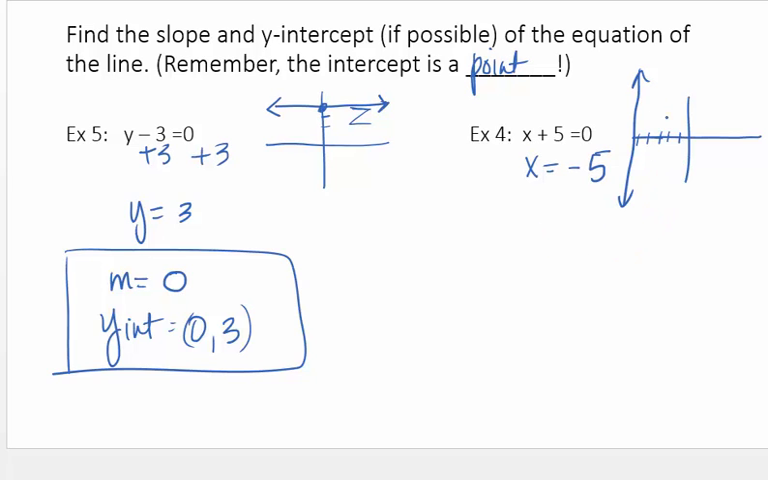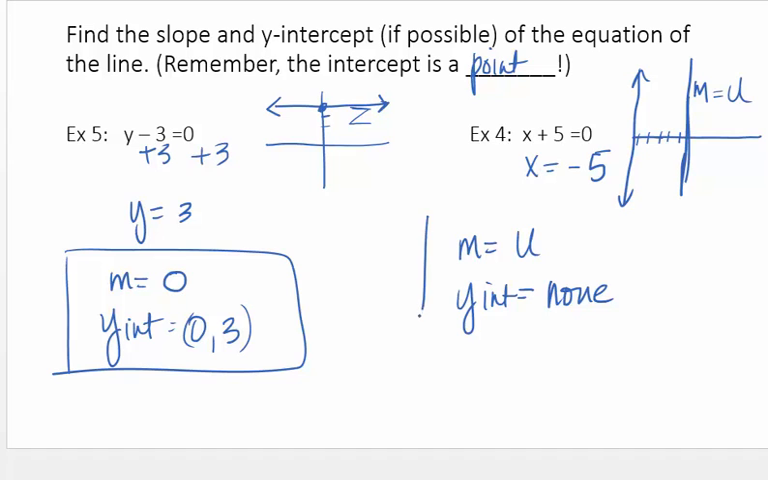At negative 5. So it's a vertical line. I know the slope of a vertical line is undefined, so I substitute that. Undefined because it's vertical. So my slope is undefined. What about the y-intercept? Where does it cross the y-axis? Well, here's my y-axis way over here. Is it ever really going to cross that? No. It's parallel, so it's not going to cross it. So you would just say none. Simple as that. None.